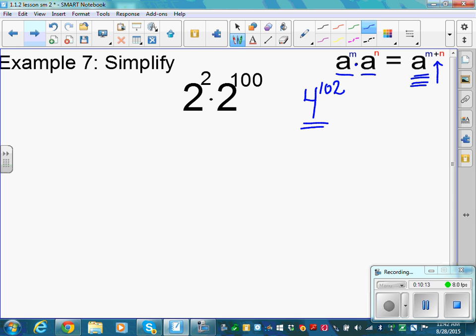That is not how the rule goes. The rule goes, if you have the exact same base and you're multiplying the same base, then you're going to add the exponents. The base stays the same. So this was not the correct answer. The correct answer would have been 2, the base stays the same, and then you add the exponents. So that would have been 2 to the 102. So this would be correct. So please don't make that error. Don't double dip.